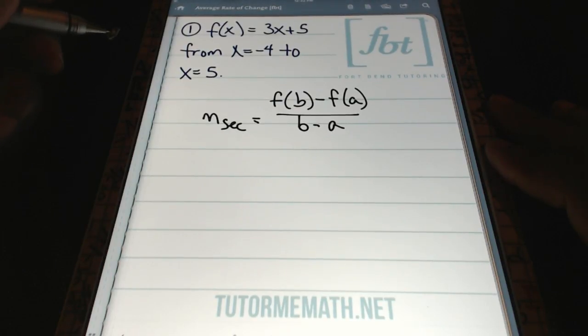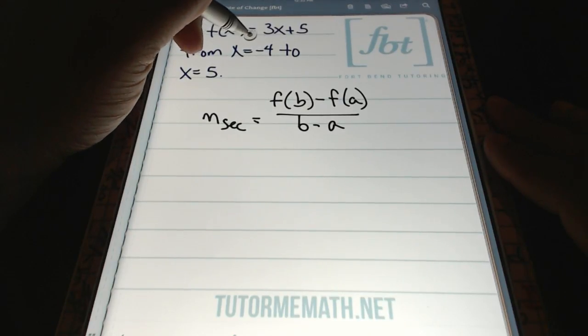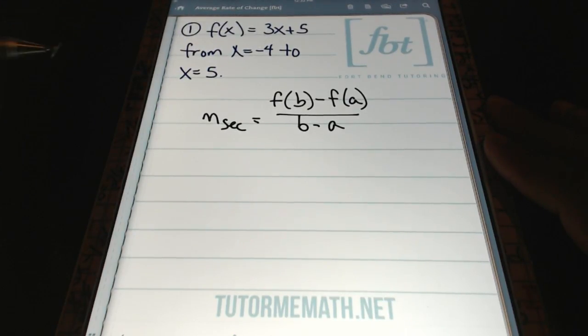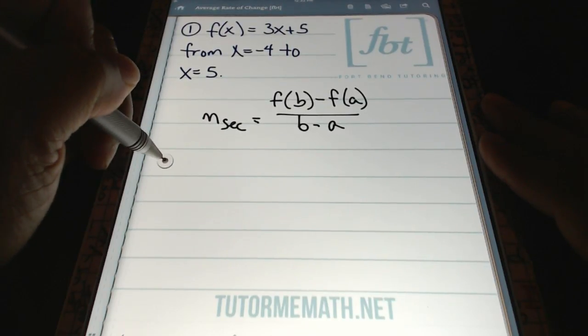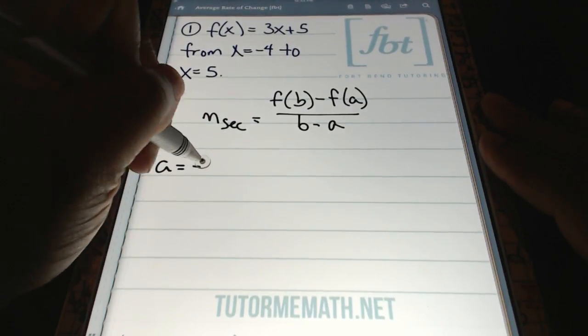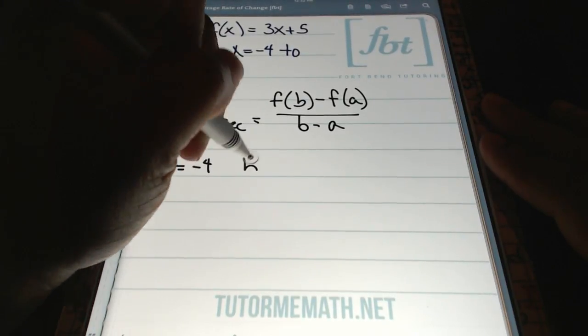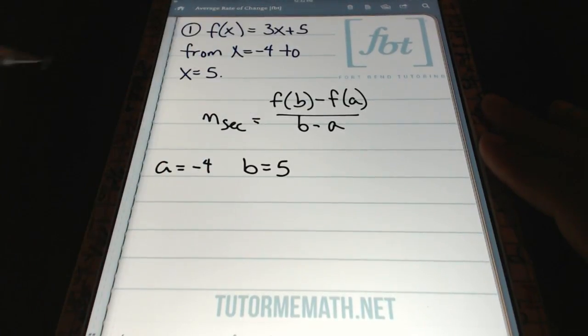When they're referring to these a and b values, guys, the a value is going to be the first value that they give you for x, and the b value is the second value that they give you for x. That means my a value is currently -4, whereas my b value is going to be 5. And what we should do here is go ahead and calculate what our f of b value is and then our f of a value.